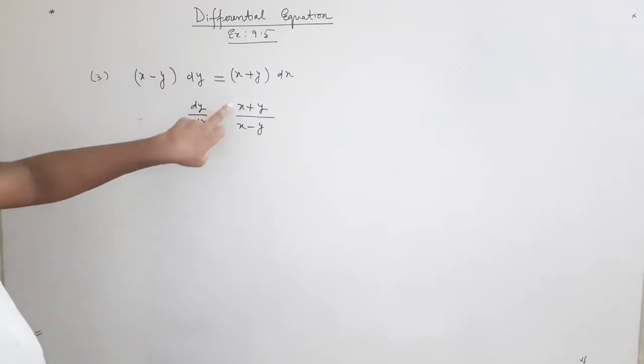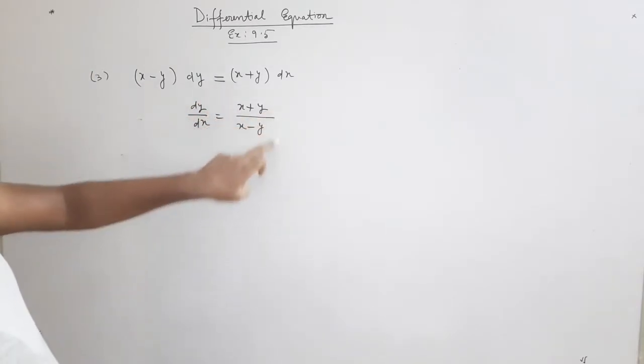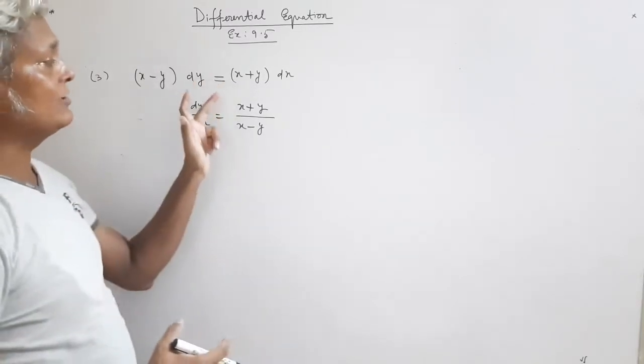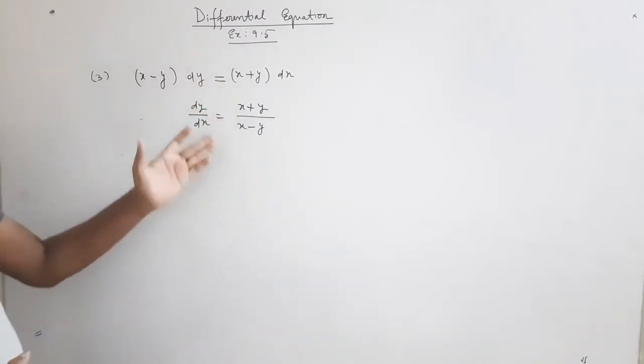Now if you write x as kx and y as ky, and the same in the denominator, I'll find that k you can take common from the numerator as well as from the denominator.